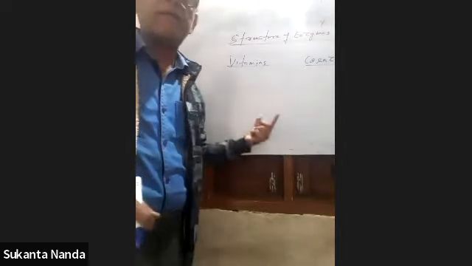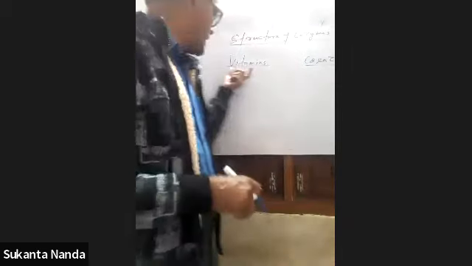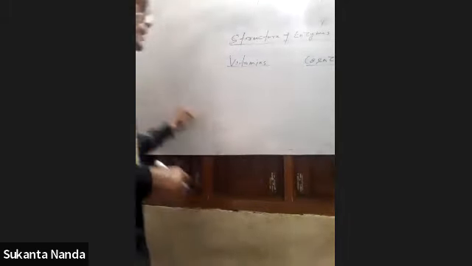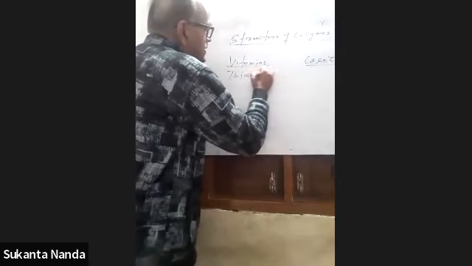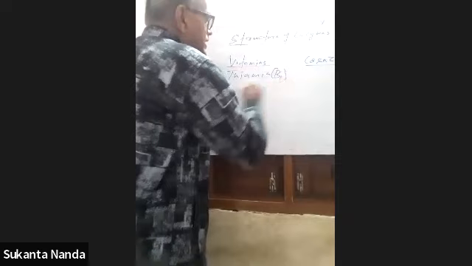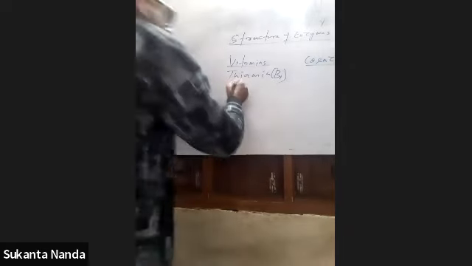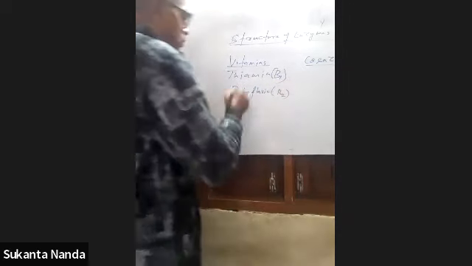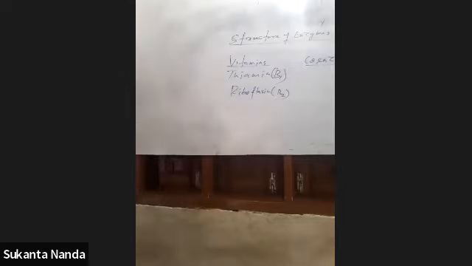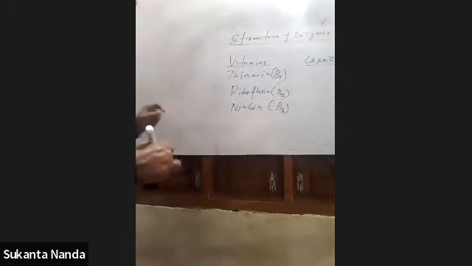Basically, they are water soluble. As I have told, coenzymes are micromolecules, so they are water soluble. Among the water soluble vitamins, I am just telling you: thiamine, that is vitamin B1. Another one is riboflavin, that is B2. After riboflavin is niacin, that is vitamin B3.